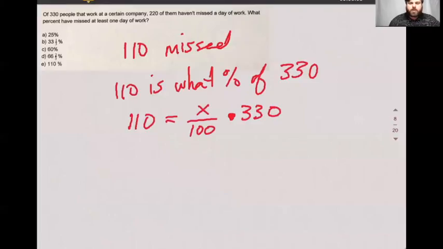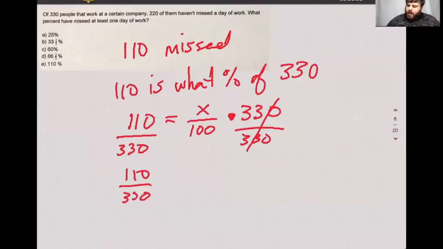Okay, so I just worked this thing out. A couple ways to do this. I could go ahead and get rid of the 330, right? That's being multiplied, so the opposite there would be to divide by 330. That will ensure that that cancels out. Okay, now all I've got to do is get rid of that 100.